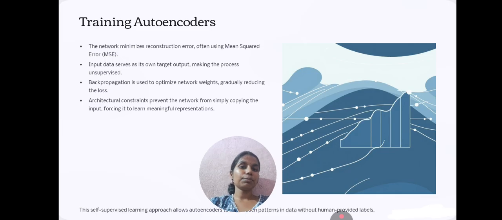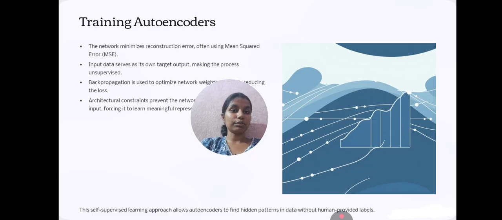The self-supervised learning approach allows autoencoders to find hidden patterns in data without any human-provided labels. In this process of autoencoding, it only finds the hidden patterns without the involvement of a human. It only deals with unsupervised machines to train this.